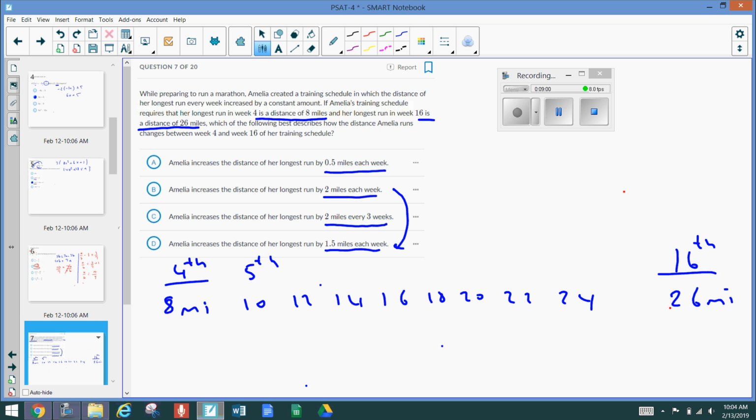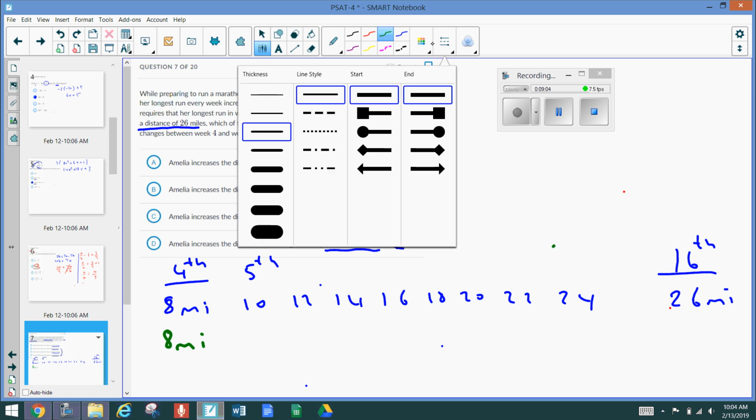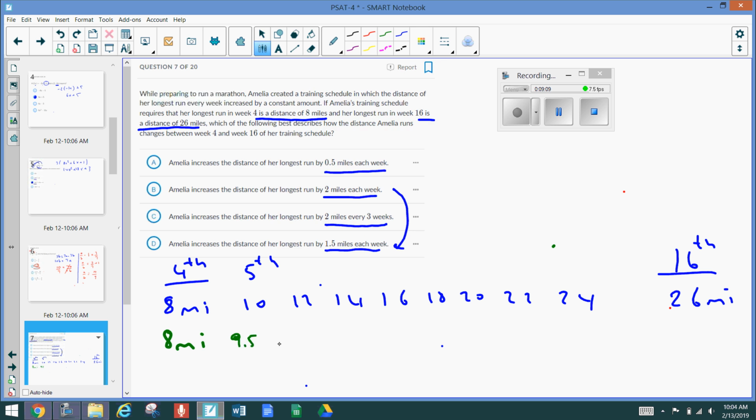And 8 miles, let me change the color. 8 miles in the 4th week. I added 1.5 each time. 10, 11, 12.5, 13, 14, 15.5, 16, 17, 18.5, 19, 20, 21.5, 22, 23, 24.5, 25, 26.